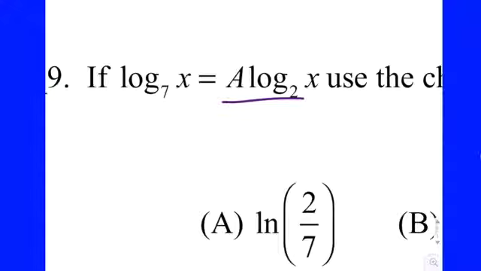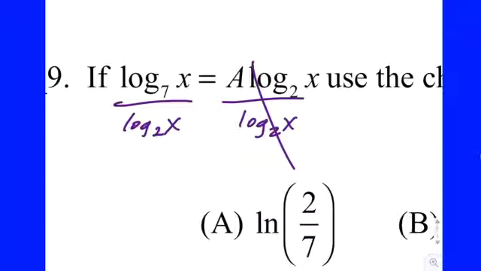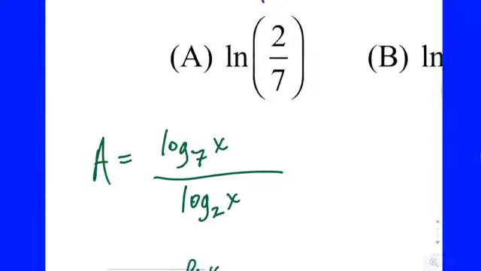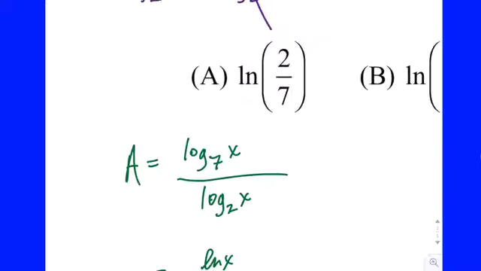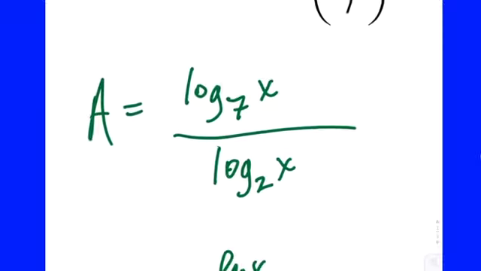So what I would do first is divide both sides by log base 2 of x, right? And then you've already solved for a. So in one step, you've solved for a. But that's not an answer choice. So now we got to use the change of base formula. If you look at most of your answer choices, they're in terms of natural log. So when in doubt, natural log it out.